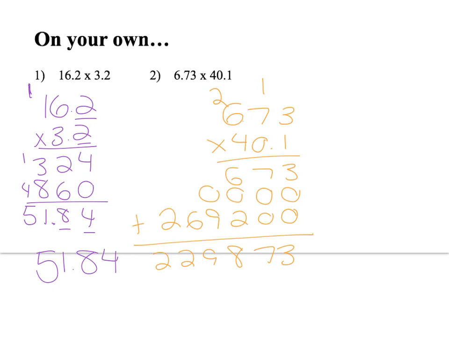And count the number of digits behind your decimal in both numbers. 1, 2, and a third here, 3. So 1, 2, 3 behind. Our answer is 229 and 873 thousandths, and you're all finished.